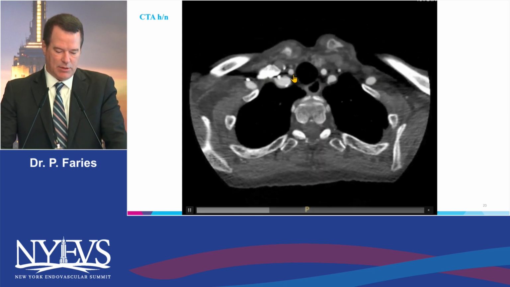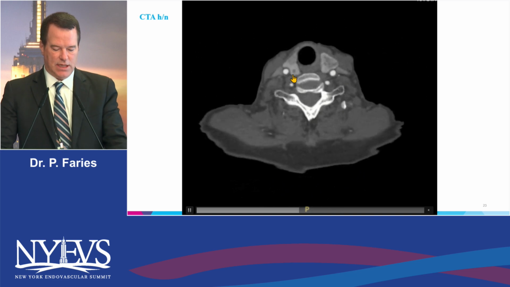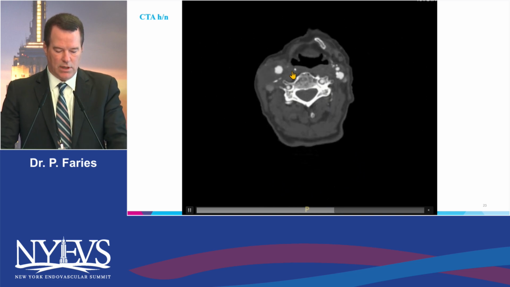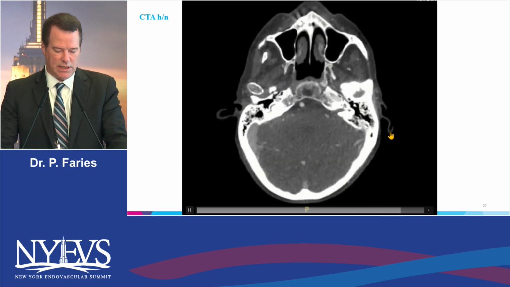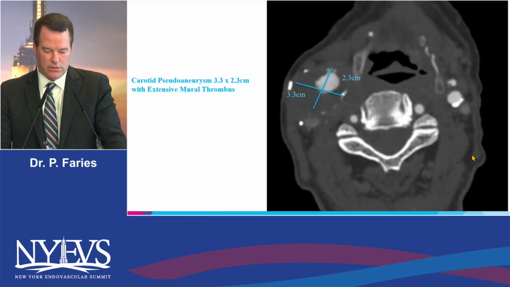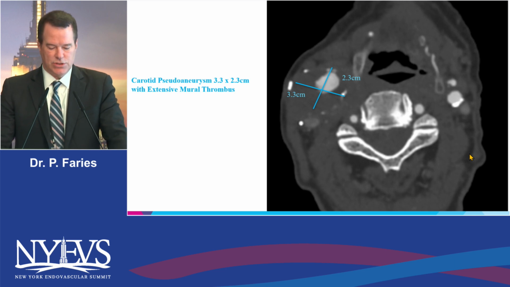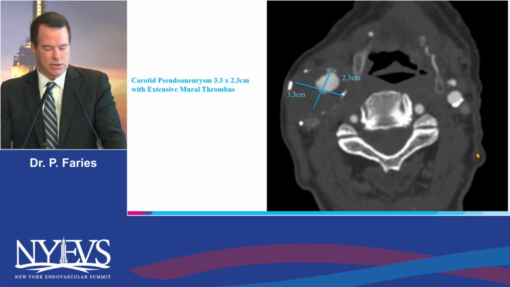So as we come up the common carotid, it looks okay. She's thin as we observed on physical exam. And then there's this very large aneurysm with extensive thrombus burden and then good flow into the distal internal carotid. Here's just a still image showing it's about 3.3 centimeters in maximum diameter.